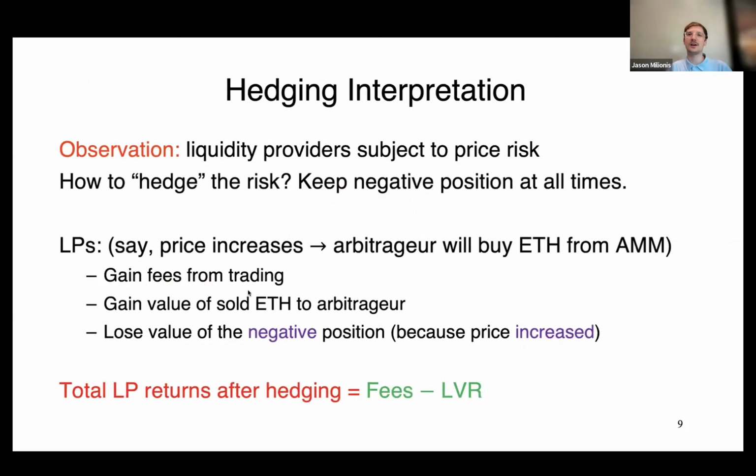The observation is that liquidity providers are subject to a risk. The reason that they're subject to this risk is because they hold some assets that are the assets contained in the pool. And so the assets contained in the pool may change value, potentially dramatically. So what one would want to do is remove this price risk.